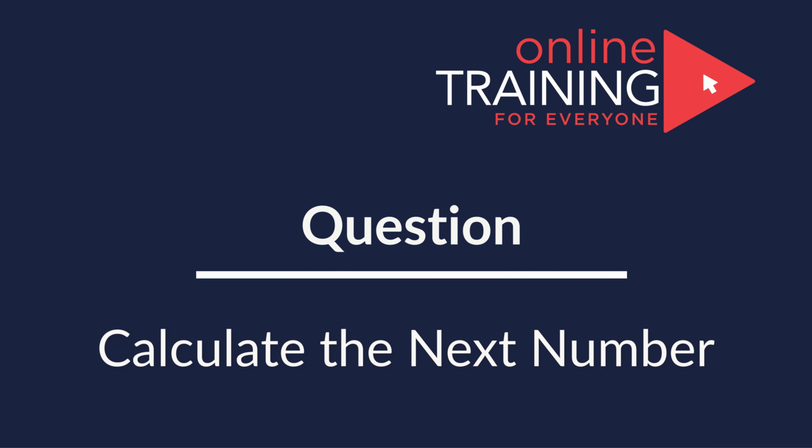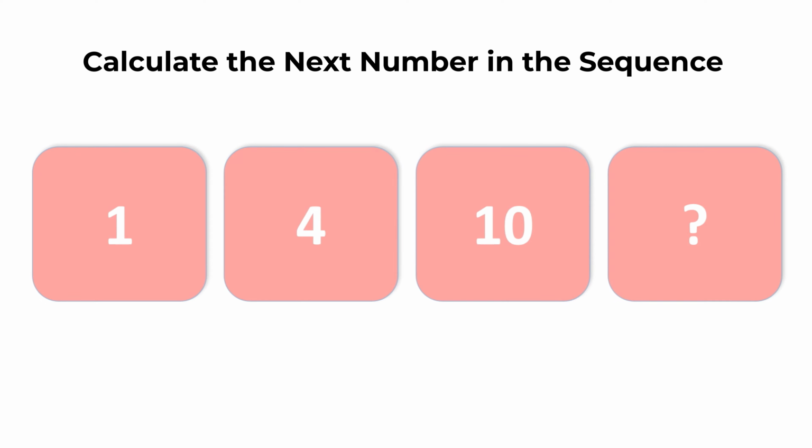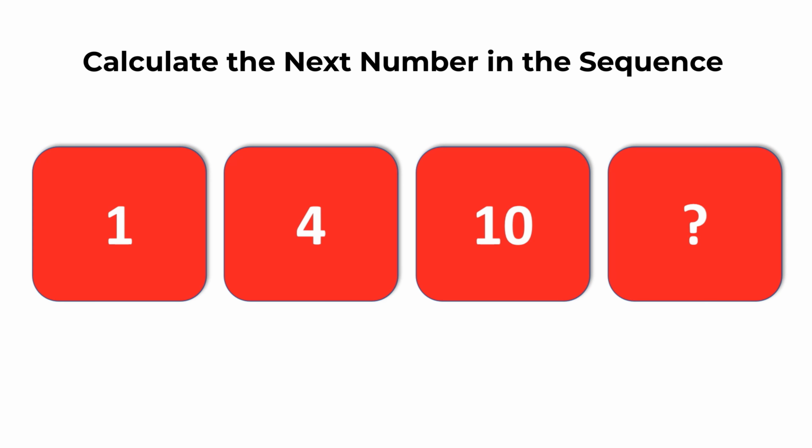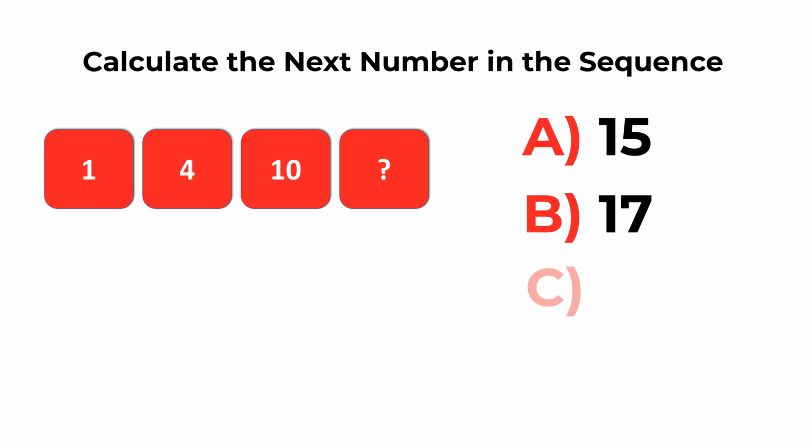Here's an interesting question which requires you to calculate the next number in the sequence. You are presented with 4 numbers. 3 of them are visible, and the 4th number you need to calculate. So the first 3 numbers are 1, 4, and 10, and you need to calculate the 4th number. You have 4 different choices. Choice A, 15, choice B, 17, choice C, 19, and choice D, 21. Do you see the answer?